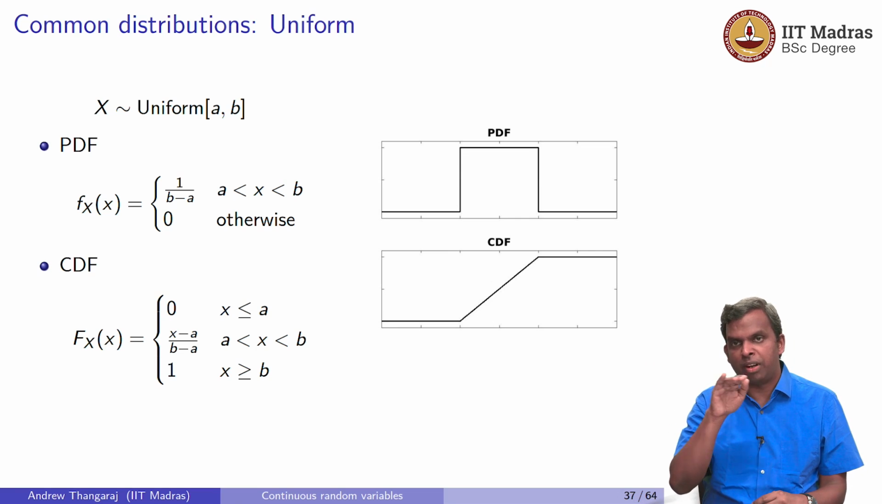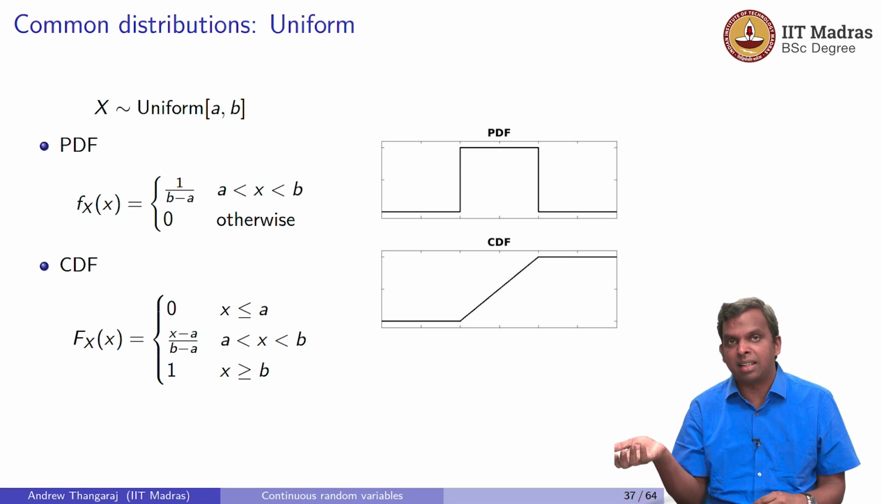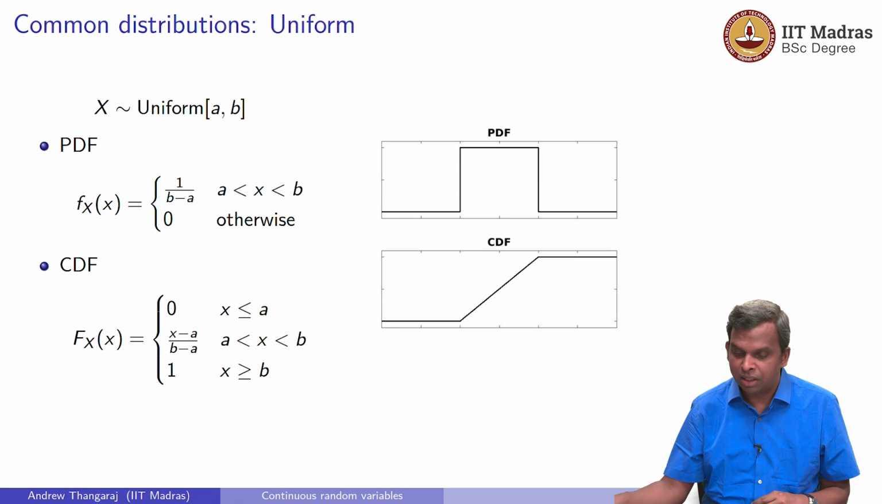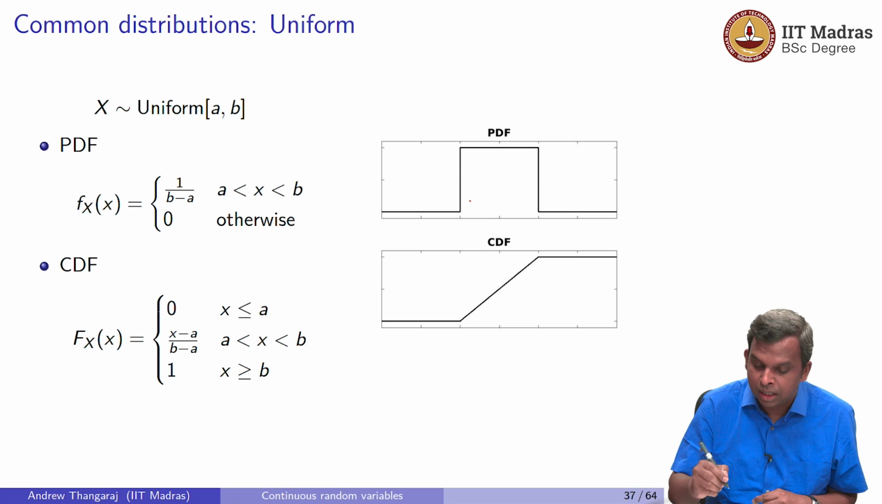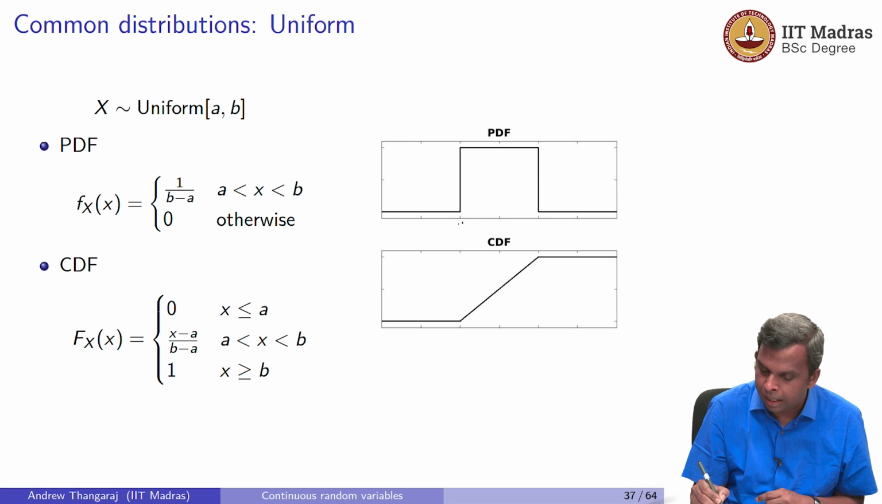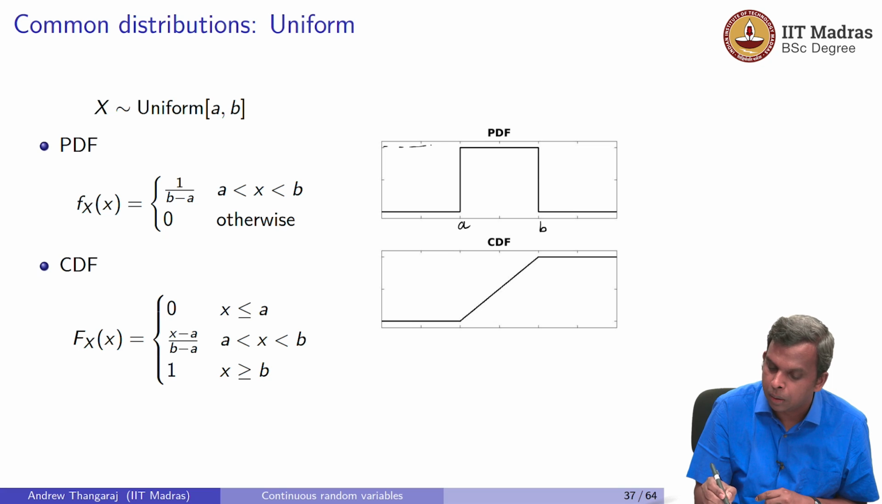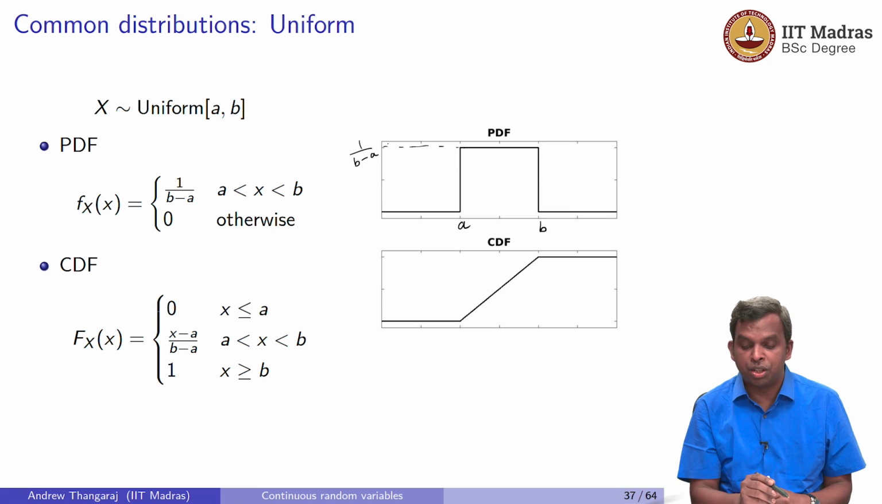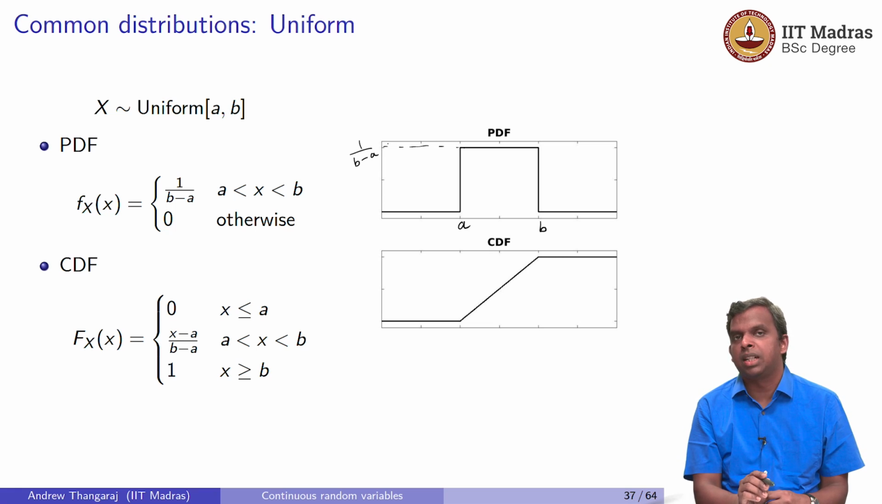The PDF is flat. Now from a to b, if the PDF has to be flat and it has to integrate to 1, the height of the PDF has to be 1 by b minus a. So that's the picture that you have here for the PDF. This would be a, this would be b, and the height here would be 1 by b minus a. That's the description of the PDF of a random variable which is uniformly distributed from a to b.